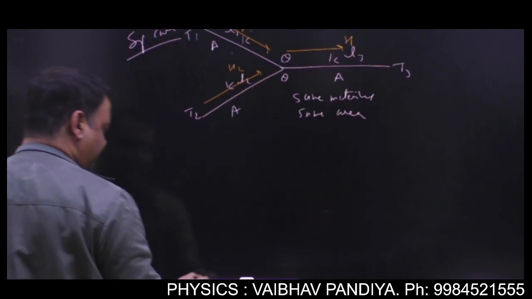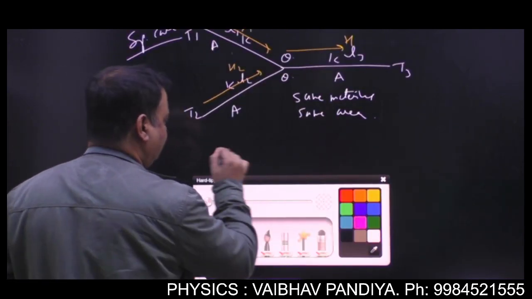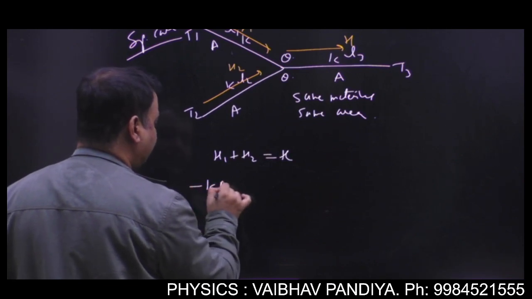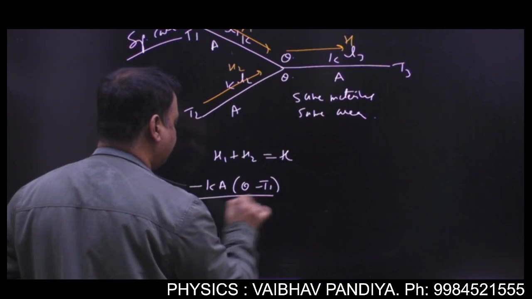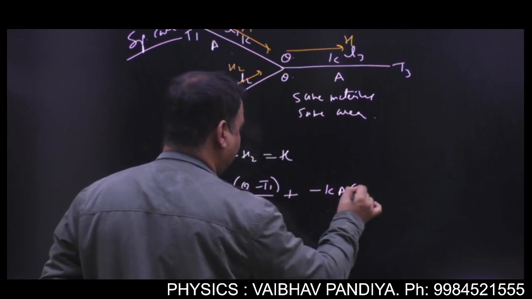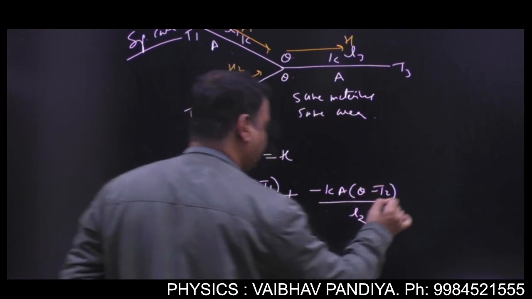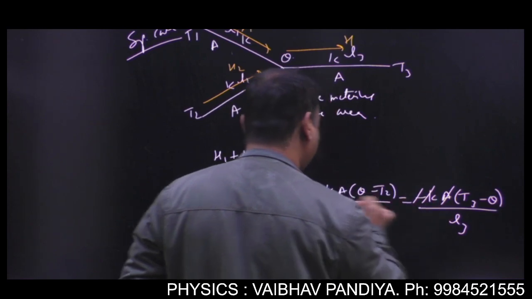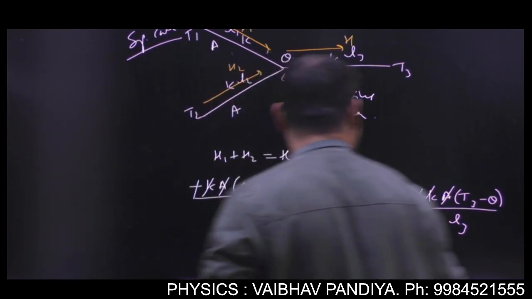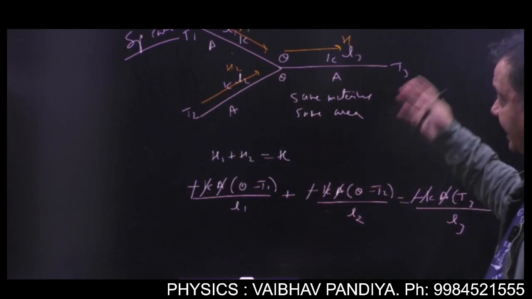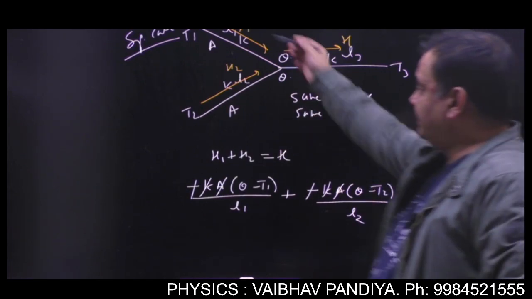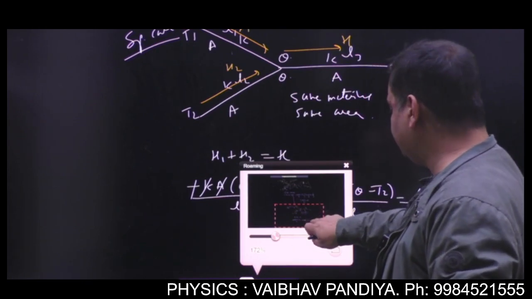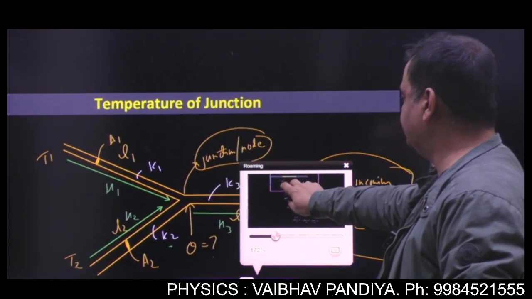So again the same equation will hold. Incoming current is equal to outgoing current. So H1 plus H2 will be equal to H. So we'll get minus K, A is the same, theta minus T1 by L1, plus minus K, A, theta minus T2 by L2 is equal to minus K, A, T3 minus theta divided by L3. Now see, this will get cancelled away and we'll get theta. Sometimes even the L are related. Suppose this is L, this is L, this is 2L. So also you will get an easier calculation. So this is the fundamental while finding the temperature of the junction, okay.